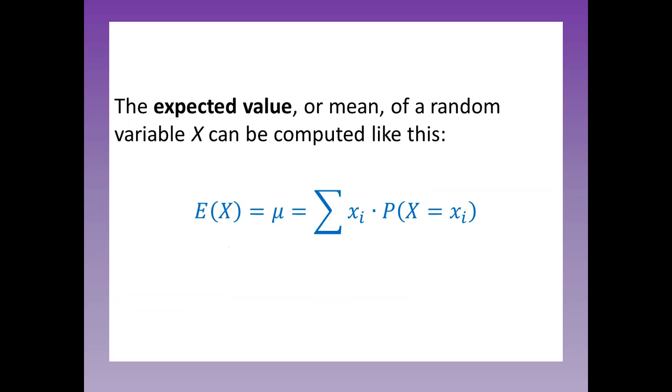The expected value, or mean, of a random variable can be computed using that formula that's on the screen. If you look at what that formula really is, it's a weighted average of the possible values of the variable using the probabilities as the weights. That will give you the expected value.